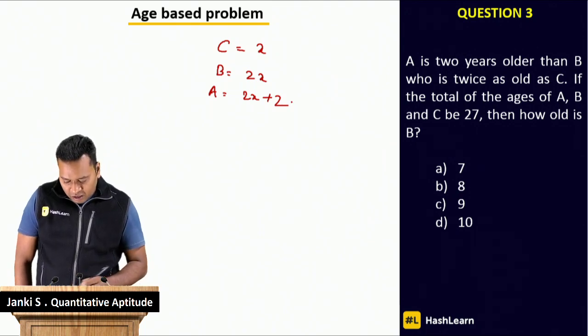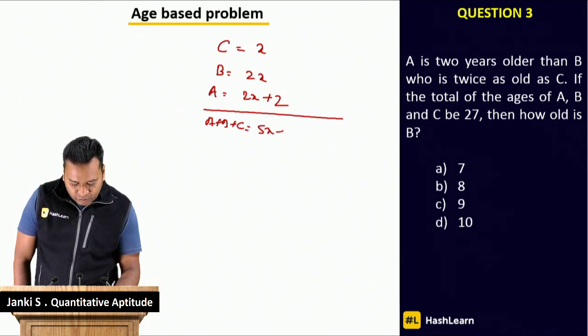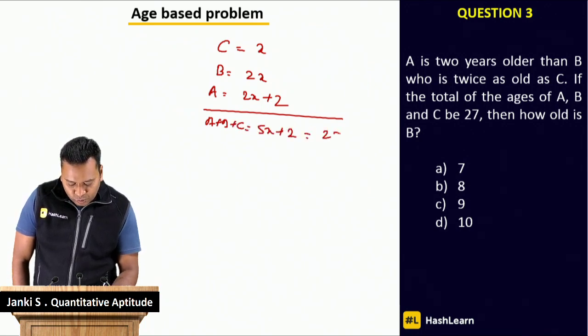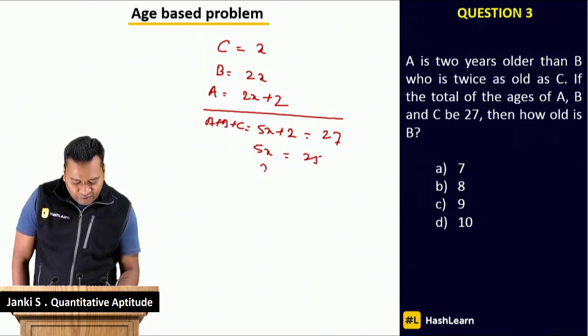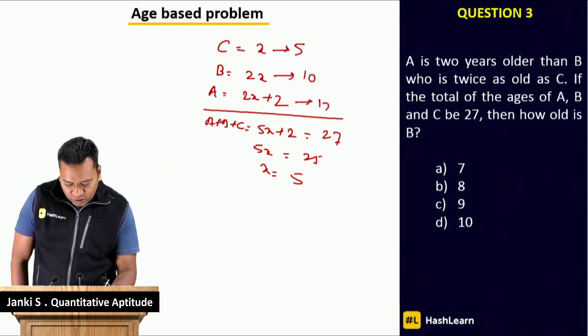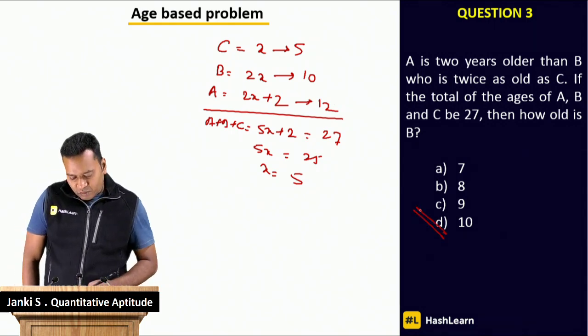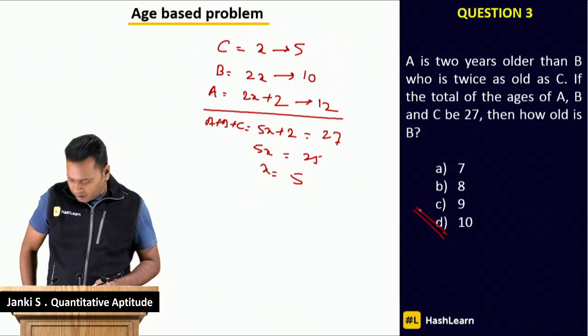If the summation of A, B and C is 27, let's add the values here. A plus B plus C is equal to 5x plus 2, which is equal to 27. So 5x is 25, and x is 5. If x is 5, C is 5, B is 10, and A is 12. They are talking about B's age, so B's age now is 10 years.